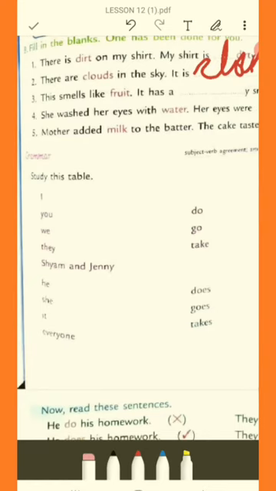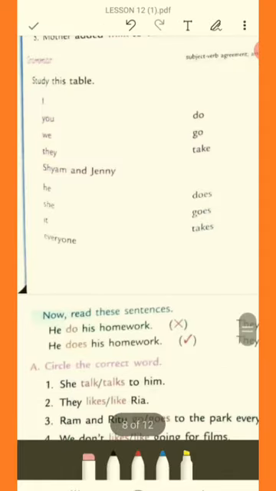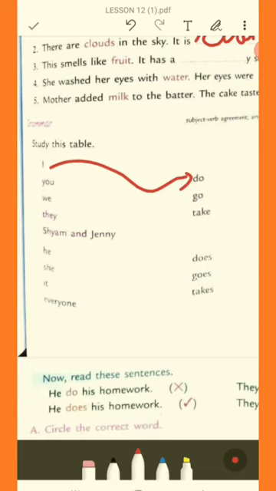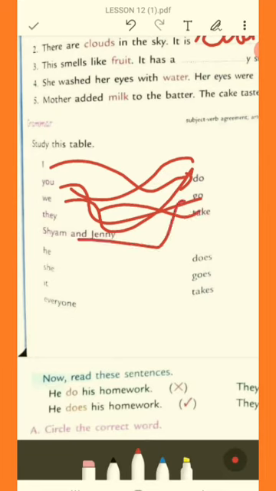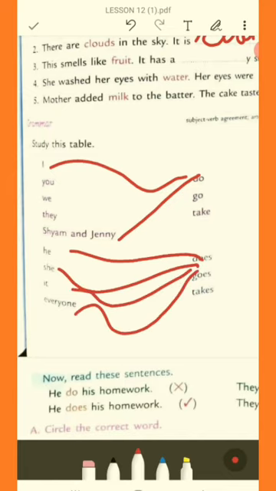Now what do we have? We have a grammar section. Let's find out. Let's study the table. I do. You go. They take. Shyam and Jenny take. He does. He goes. It takes. Everyone what? Takes, right? So against this, what will be basically using this? I do. It cannot be I does. You go. You do. We go. We do, etc. Okay. So all the words written in this table and column can be used against each other. Like Shyam and Jenny do, not does. He does. She does. It does. Everyone takes, and so on. Okay.